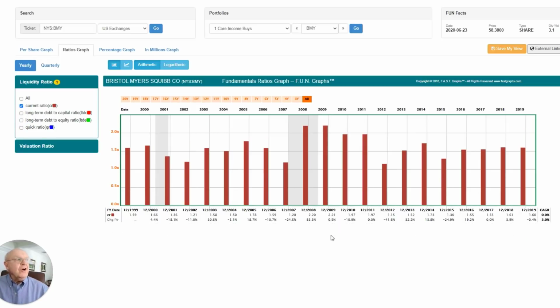In the case of the current ratio, I'm looking for a current ratio above 1, and you'll notice Bristol-Myers has a current ratio of 1.6. So that tells me the company's very solid. They can meet all of their short-term obligations.